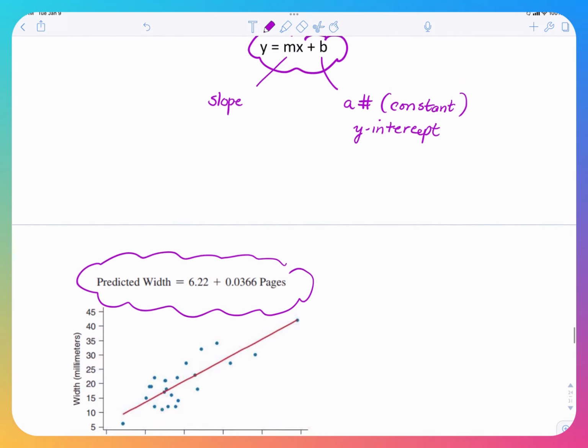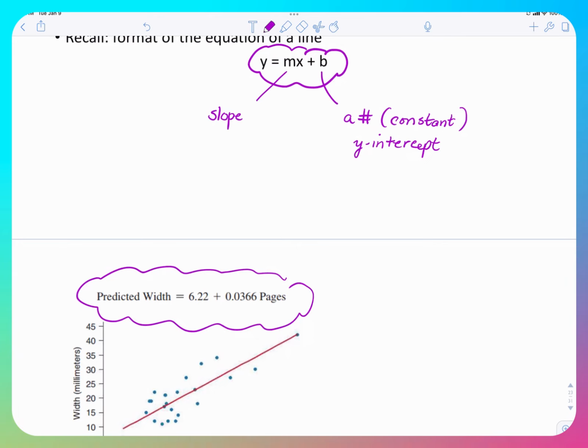All right, so a couple of things. In statistics, if you compare these two forms for the equation, usually you write the equation in the form y is equal to b plus mx. So whenever you see a regression equation written, I know it's backwards from what you may remember, but the constant is written first, and the term with the variable and the slope is written second. So that's just something to get used to. So here's the constant, 6.22, and here's the slope, and here's the variable.